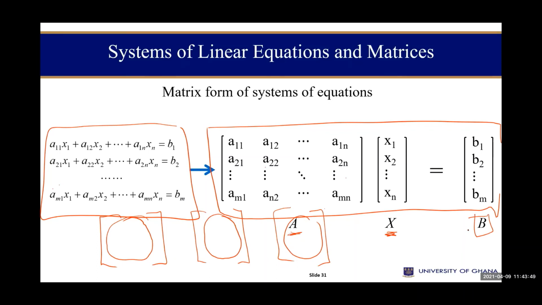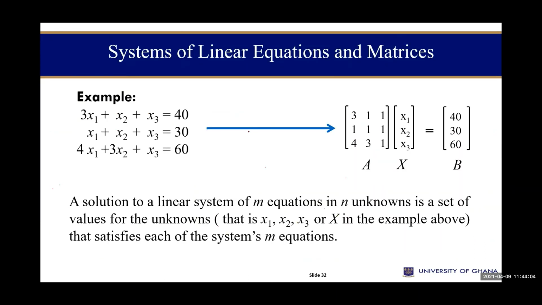If I do this, I have transformed a set of linear equations into a matrix form. These are the linear equations transformed into matrix. That's all we need. So let's see this example. You have 3x1 plus x2 plus x3 equals 40, same as this, and the last one, 4x1 plus 3x2 plus all this.